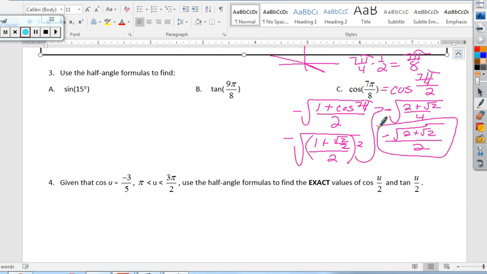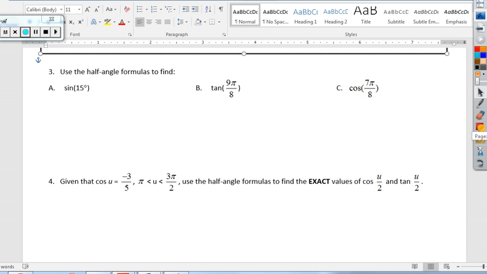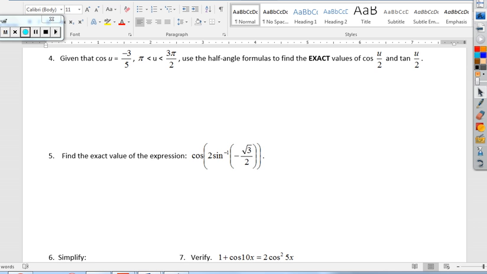Okay, let's move on to problem number 4. We're given that the cosine of u is negative 3 over 5, and that it is sitting in quadrant number 3. So there's our angle. We know that cosine is negative 3 over 5. This is also a Pythagorean triple. Both x and y are negative in quadrant 3.